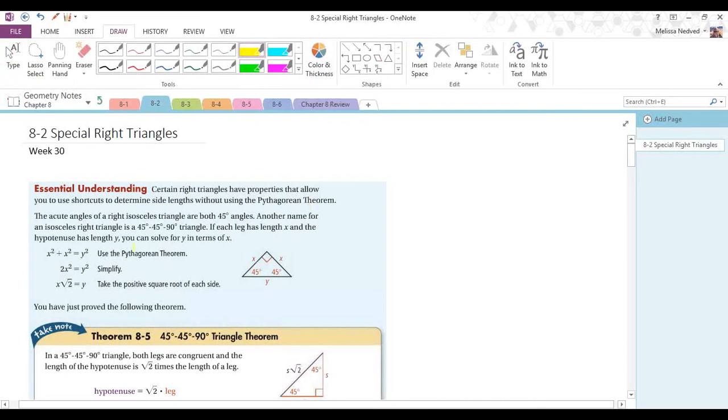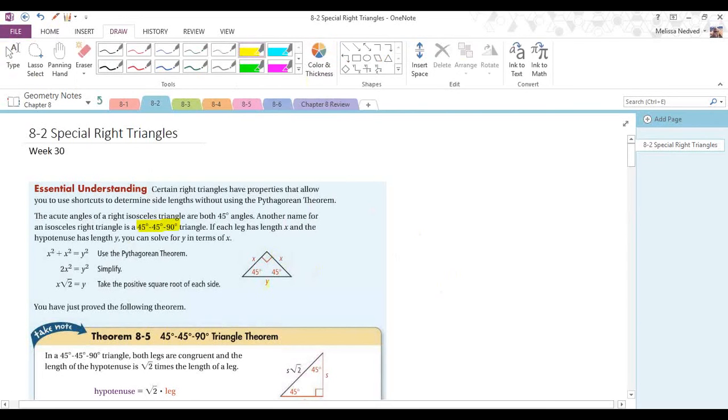So the first one we're going to look at, and I said it was a 45-45-90 triangle, is the same thing as an isosceles right triangle. So anytime you have an isosceles right triangle, since you have one angle that's automatically 90 degrees, since you're looking at a right triangle, then the other two angles have to always be 45 and 45, since we know base angles are congruent. So that's where the name 45-45-90 comes from.